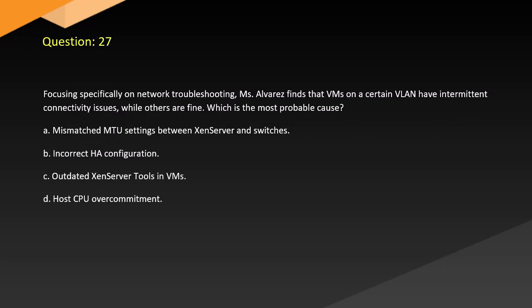Question 27. Focusing specifically on network troubleshooting, Alvarez finds that VMs on certain VLANs have intermittent connectivity issues, while others are fine. Which is the most probable cause? A. Mismatched MTU settings between XenServer and switches. B. Incorrect HA configuration. C. Outdated XenServer tools in VMs. D. Host CPU overcommitment.